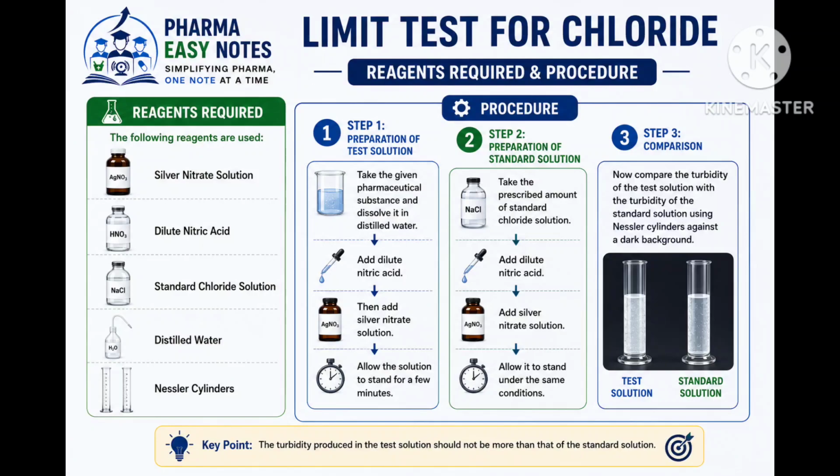Now step 2, preparation of standard solution. Take the prescribed amount of standard chloride solution, add dilute nitric acid, add silver nitrate solution, allow it to stand under the same condition. Step 3, comparison. Now compare the turbidity of the test solution with the turbidity of the standard solution using Nessler cylinder against a dark background.